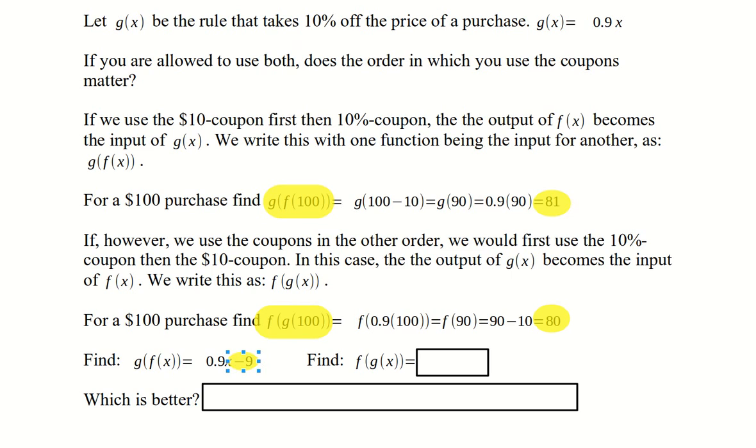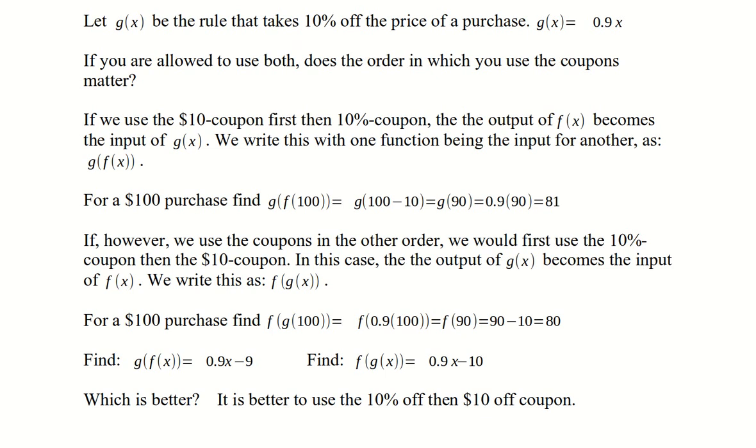But when we do F of G of X, we're actually subtracting 10 because we have taken the $10 off after. So which is better? Well, I think it's pretty clear that it's better to take the $10 off after instead of taking it first. When you take the $10 off first, then you're only getting 90% of that discount. So it's better to use the 10% off coupon first and then the $10 off coupon.